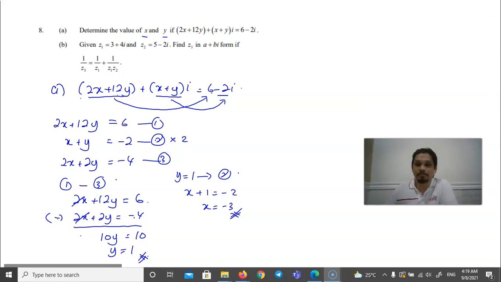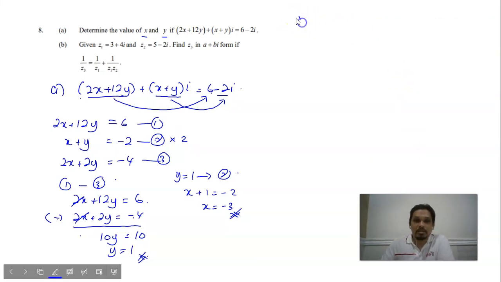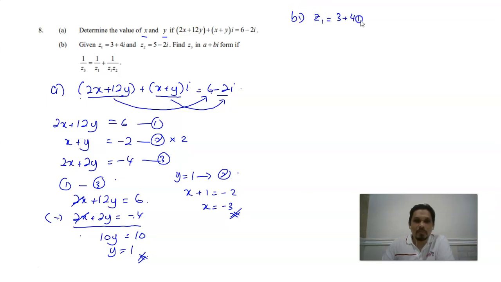Now, question B. z1 equals 3 plus 4i, z2 equals 5 minus 2i. Find z3 in the form of a plus bi with this one here now. So 1 over z3 equals 1 over z1, z1 is 3 plus 4i, plus 1 over z2, which is 5 minus 2i.